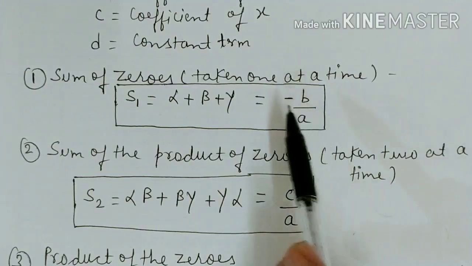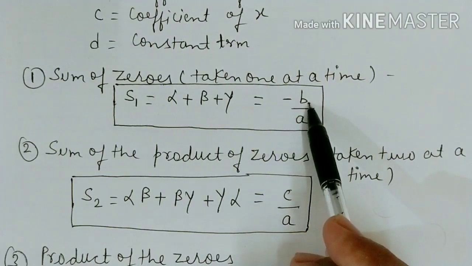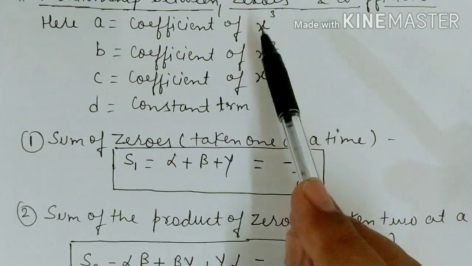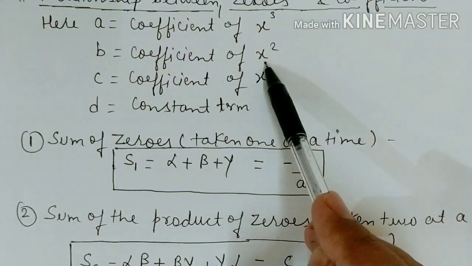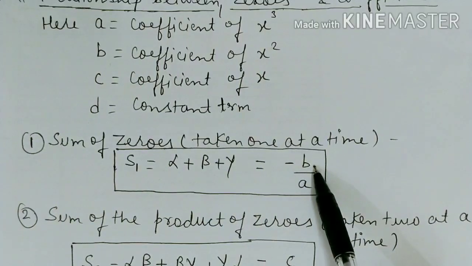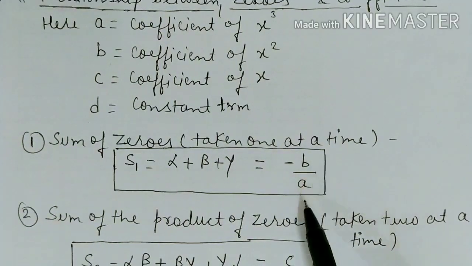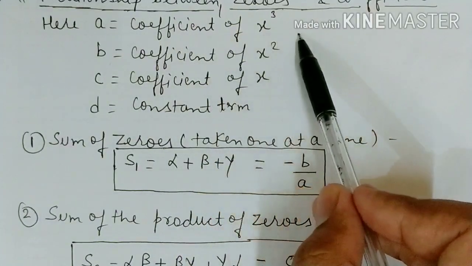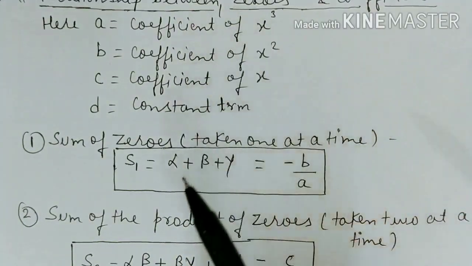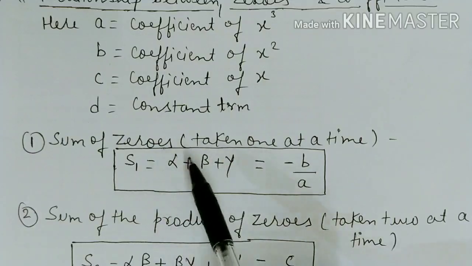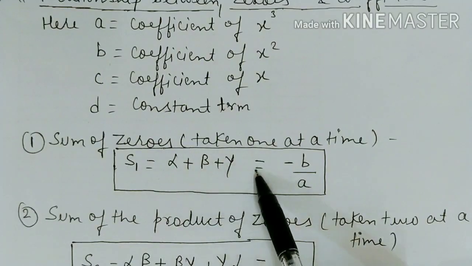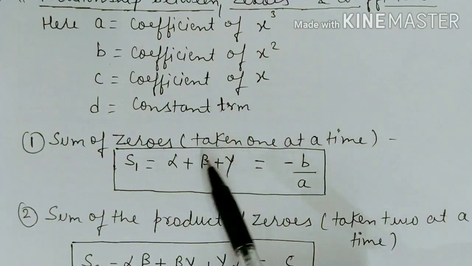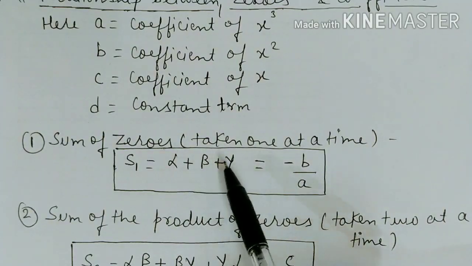Clear? So what is b here? b is the coefficient of x square, minus the coefficient of x square, that is b, upon a. What is a here? The coefficient of x cube. Yes? So this is the first formula, S1, the summation of the zeros, alpha plus beta plus gamma. We have to take 1 zero at a time. Yes? So I am taking alpha, beta and gamma.